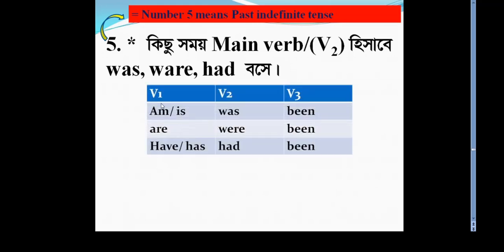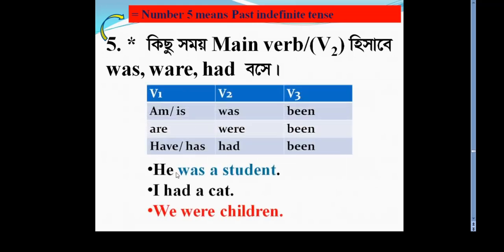For example, he was a student. You know, am is B1, its B2 is was, B3 is been. Are is B1, its B2 is were, and B3 is been. Have or has is B1 form, and its B2 is had, and B3 is been. So subject plus B2 plus object, that means the rule of past indefinite tense. So this is past indefinite tense.